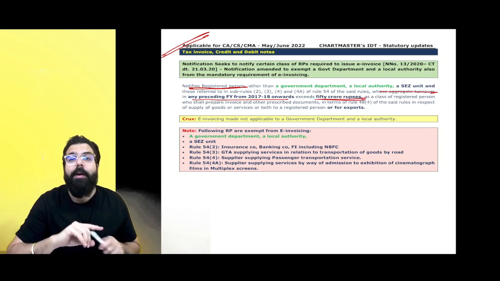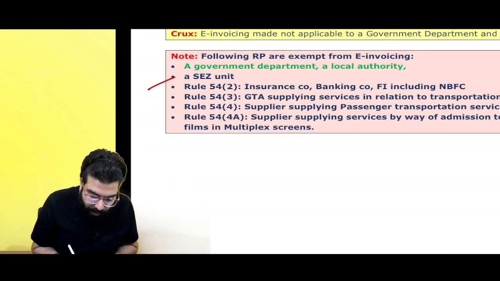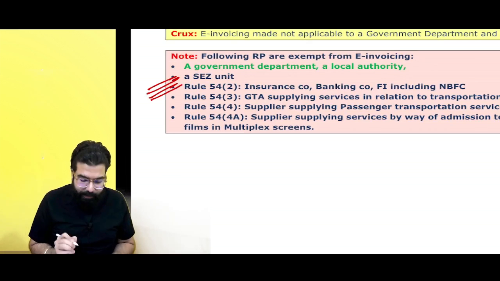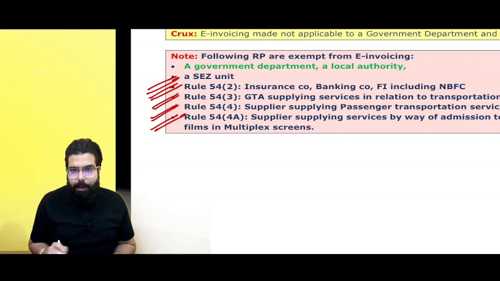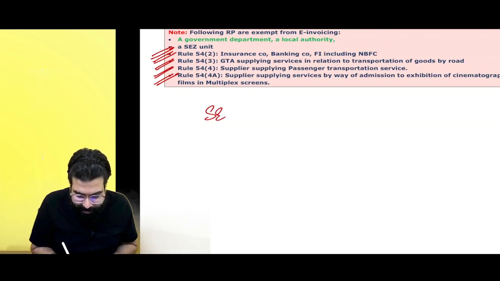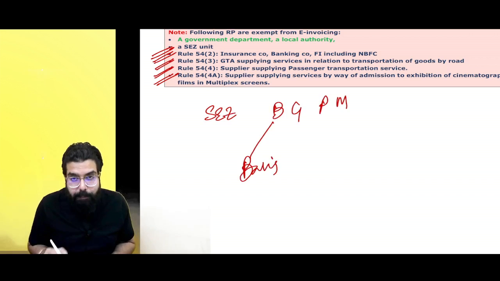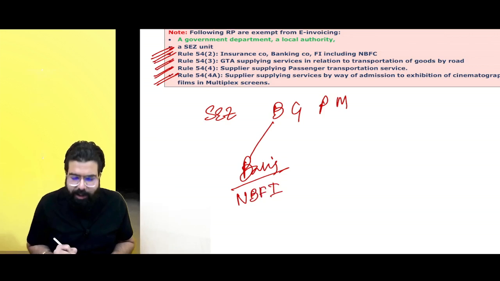Yes, sir, we remember. But then you had told that e-invoicing provisions are not applicable if you are a SEZ unit, an insurance company, banking company, financial institution, NBFC, a goods transport agency, a passenger transport service provider, or a multiplex theater. Yes, sir, we remember, you had told SEZ plus BGPM. B for banking company. Correct. Banking company means, sir, NBFC, banking company, financial institution, insurance company.